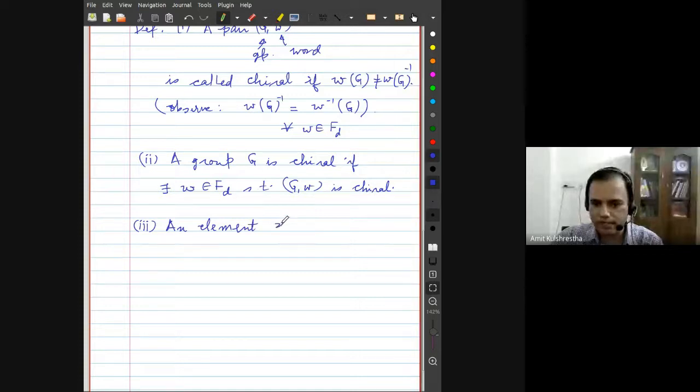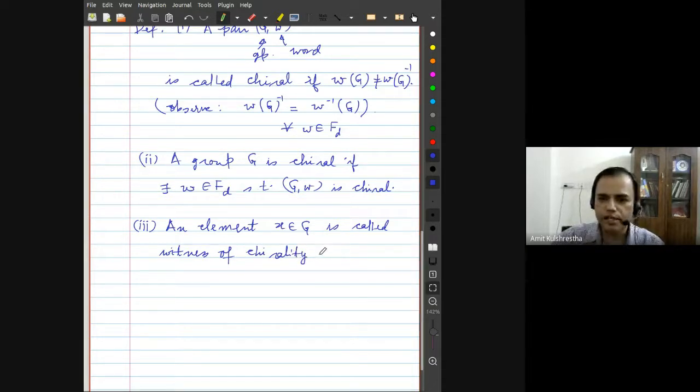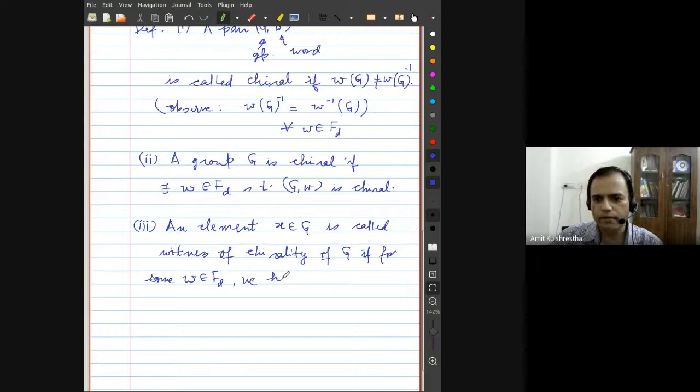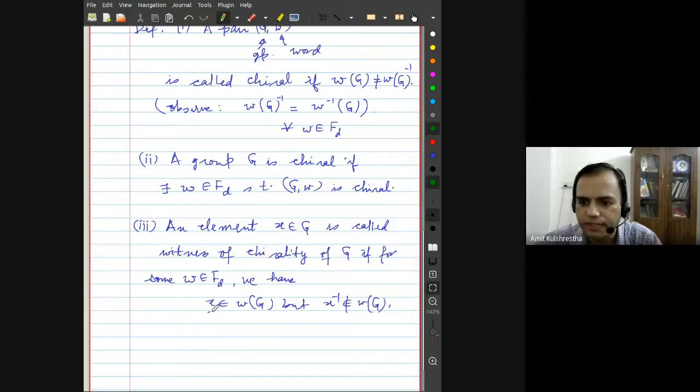So an element X is called a witness of chirality of G, and I'm sure you have guessed the definition. If for some word of any choice of D, we have that X is actually in the image of this, but X inverse is not there. So in that sense, we say that X is a witness to chirality.